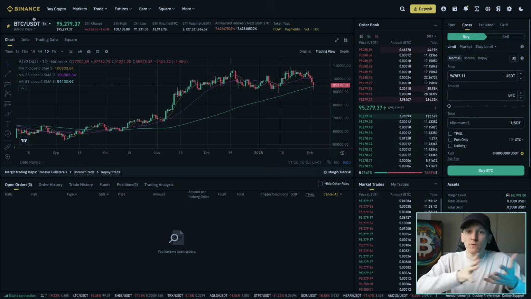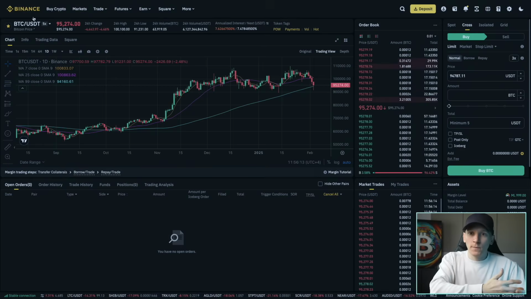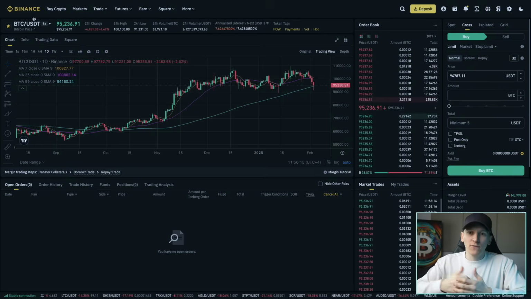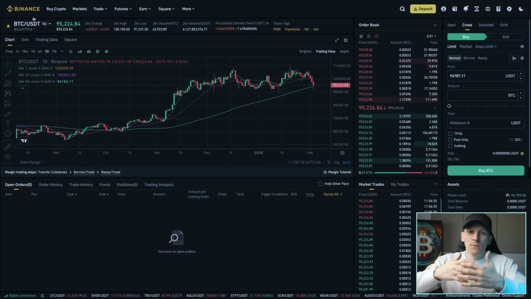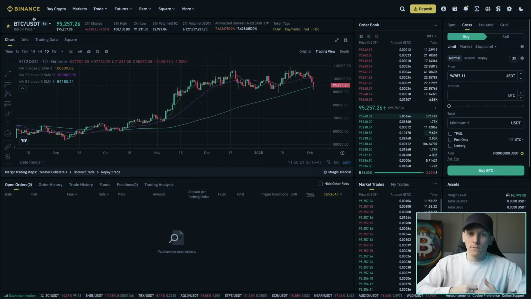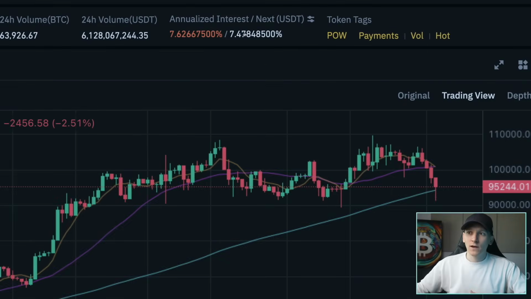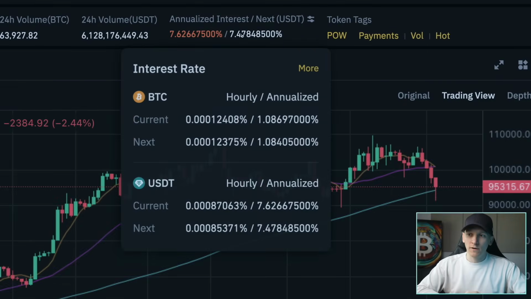However, you can also borrow Bitcoin as well. You can borrow Bitcoin in order to sell the Bitcoin for USDT. So you're going short Bitcoin into USDT, hoping for the price to fall, and then you buy the Bitcoin back and pay off the interest and the loan. So you can borrow either of these assets. You can see the interest rates right here for each currency pair.